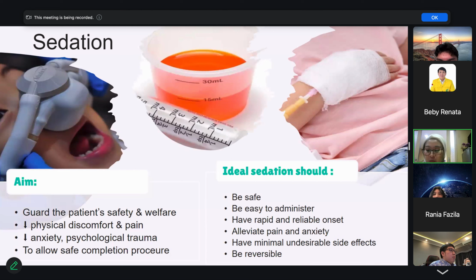Next is sedation. Sedation can be given by inhalation sedation, oral sedation, intravenous sedation, intramuscular sedation, or even rectal. The aims are for the safety of the dental treatment and the patient, while also reducing anxiety. So the choice of which type of sedation should consider rapid onset, but also minimal side effects.